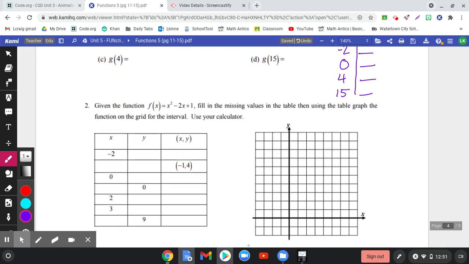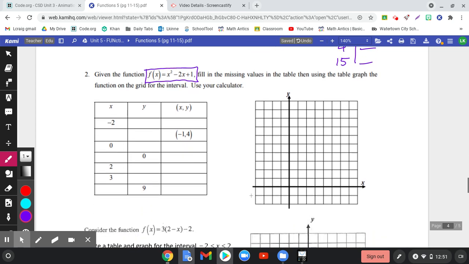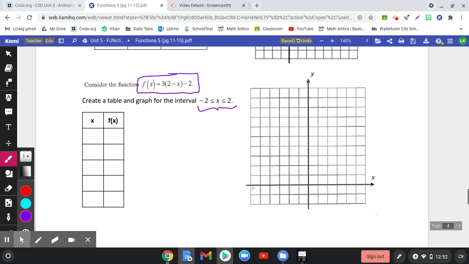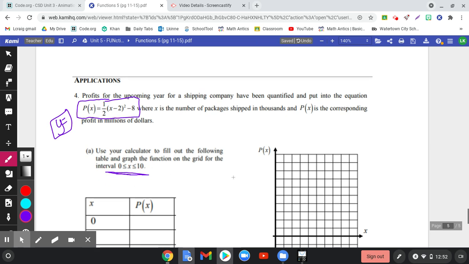The next one, f of x, you have another function that's also a quadratic equation. Fill out the missing parts of your table and plot the points. Don't forget to label. Same with this one. That's a linear function again. There's no squared. And here's your x values that you're using from -2 to 2. And then on page 15, it's an application, so it's talking about an actual real-life situation. But anytime, don't be afraid of a paragraph. If you see an equation in there, just go to y equals, put it in. All right, and again, here's your interval for graphing.